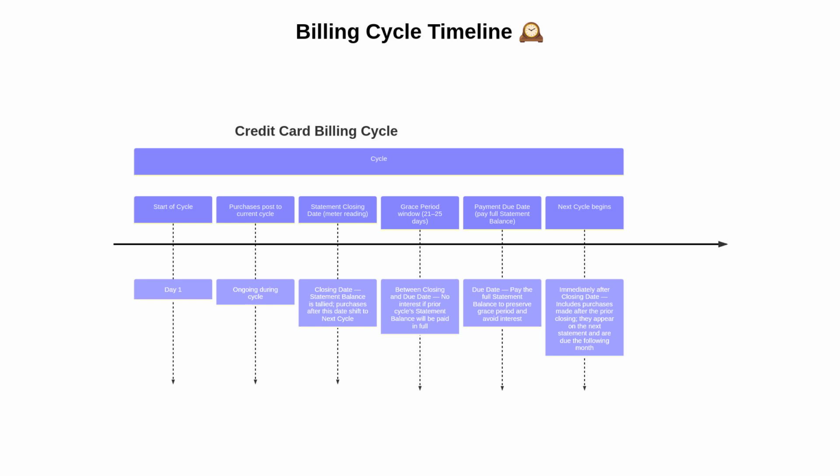Now let's look at the billing cycle timeline. The diagram should show the start of a billing cycle, purchases posting during the cycle, and the statement closing date acting as the meter reading. After closing, the grace period spans roughly 21 to 25 days, ending at the payment due date. Paying the full statement balance by the due date preserves the grace period into the next cycle. Also shown is that purchases posting after the closing date move into the next cycle automatically.